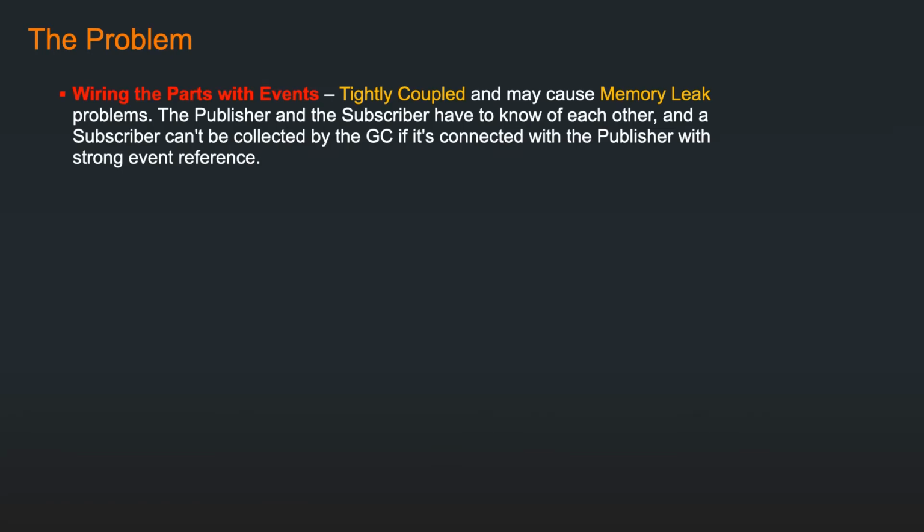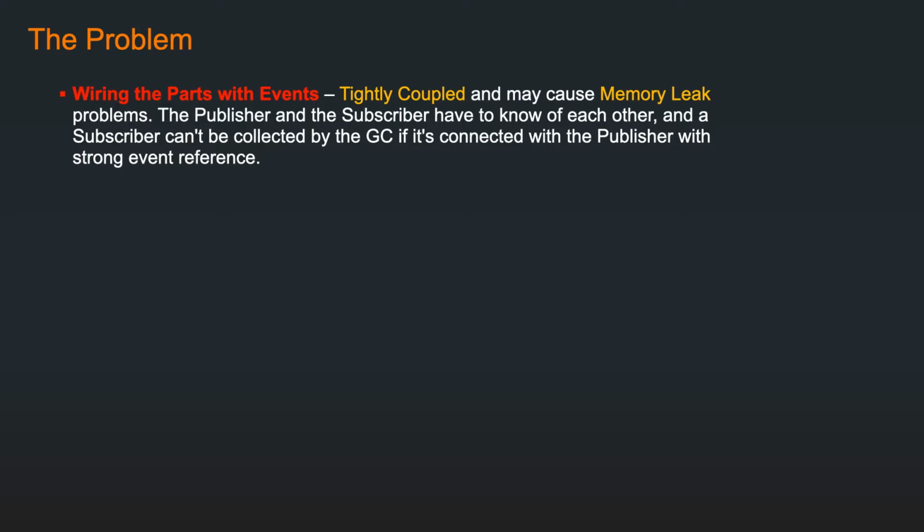Let's review a common problem in Unity C# programming. Tightly coupled code parts may cause memory leak and maintenance problems. The publisher and the subscriber have to know of each other, and the subscriber can't be collected by the garbage collector if it's connected with the publisher with a strong event reference.